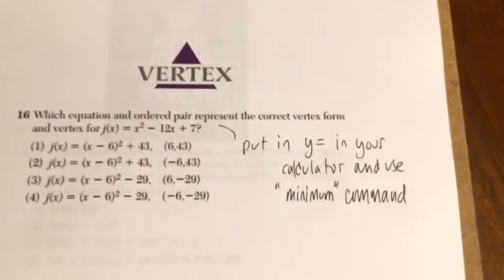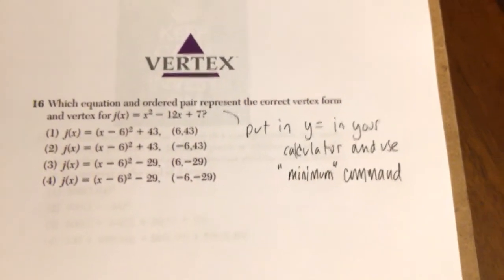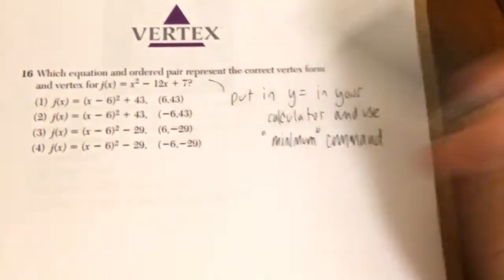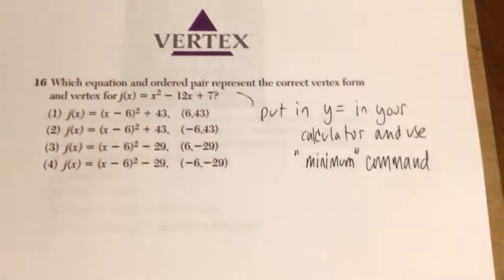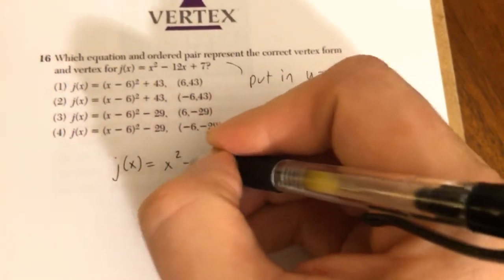Which equation and ordered pair represent the correct vertex form of this equation? What I suggest you do is put it in y equals in your calculator and use the minimum command. All these points are different, so you don't even have to pay attention to this. You can just find which one of these matches your vertex. That would be your best strategy. But if they're looking for this vertex form, I'm going to use this completing the square strategy.